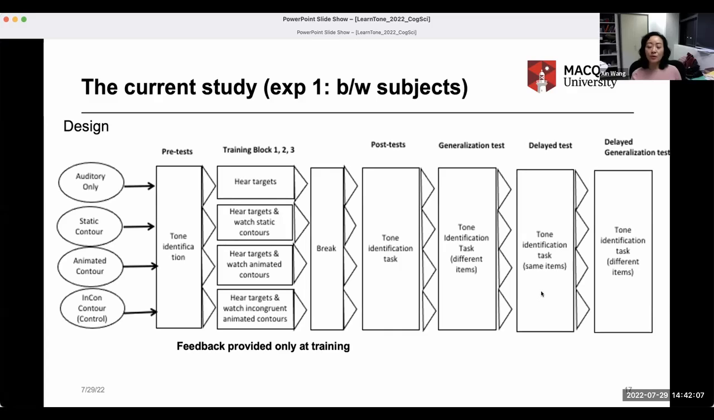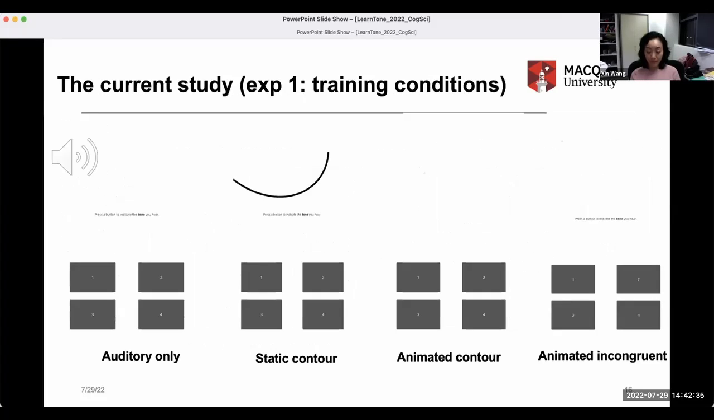After 24 hours, they were given a link, then they went into the study and performed the same task, with half of the tokens being the same tokens they heard before. And we also gave them new items to see whether they were able to generalize the tonal knowledge they had learned before. So this is the general structure of the study.